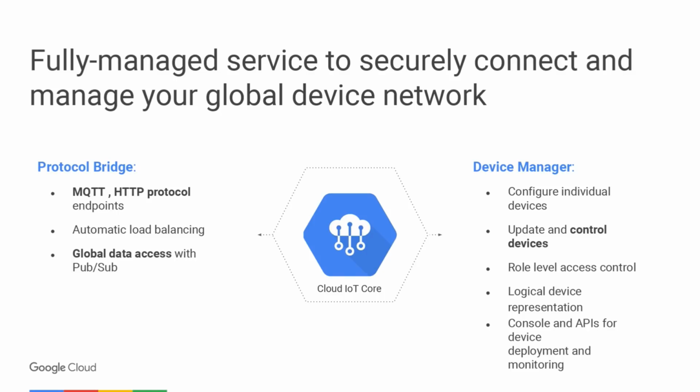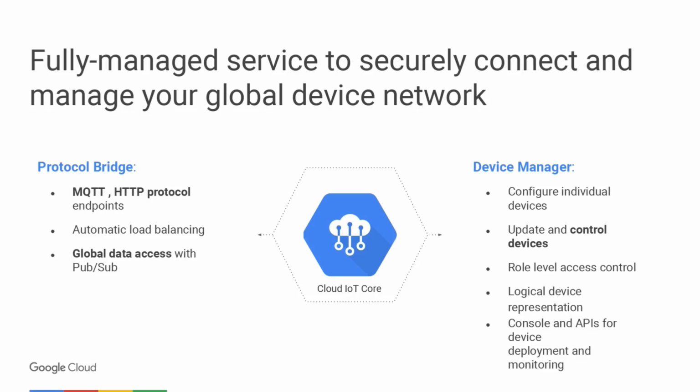Cloud IoT Core has two key components. We have a protocol bridge, which allows you to connect your existing devices using industry standard protocols such as MQTT and HTTP. And the great thing about this protocol bridge is it's fully managed. So you don't have to worry about instantiating a VM or sharding your services as you scale. Whether you connect a few devices or hundreds of thousands or even millions or billions of devices, we scale internally. You just connect your devices and you focus on building an application. We take care of scaling internally.